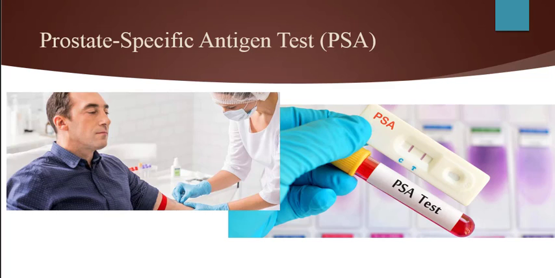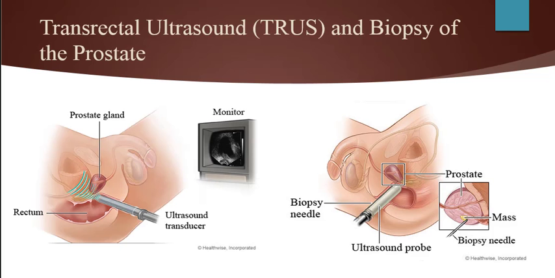A medical technician will most likely draw blood from a vein in your arm. The blood sample is then analyzed in a lab to measure your prostate-specific antigen level.